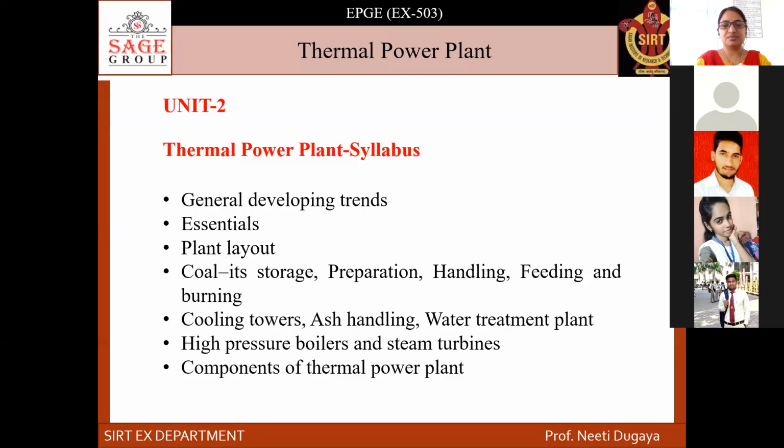So this is the thermal power plant, which is also known as steam power plant sometimes. So whenever you find steam turbine or steam power plant, it is thermal power plant.